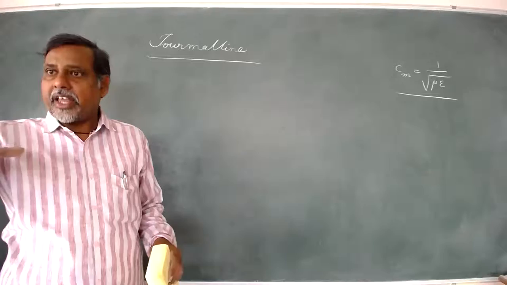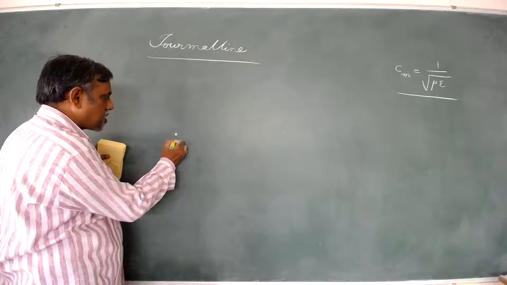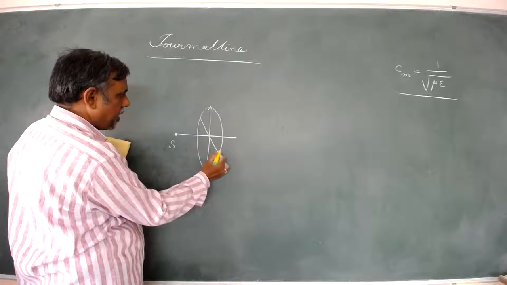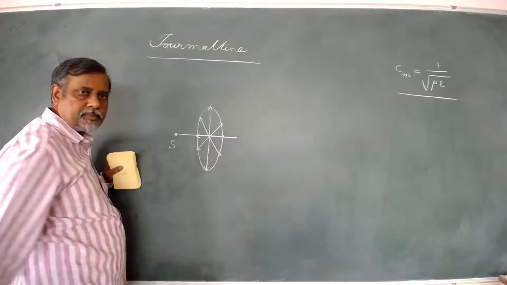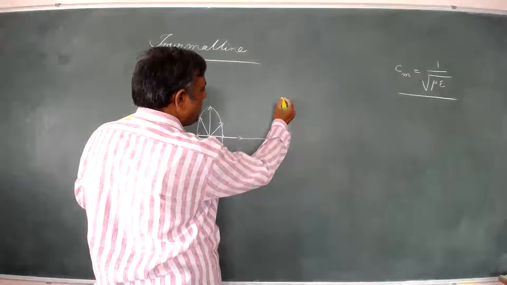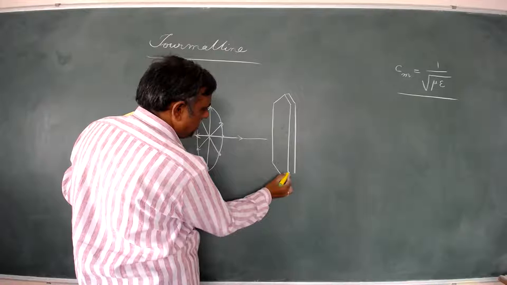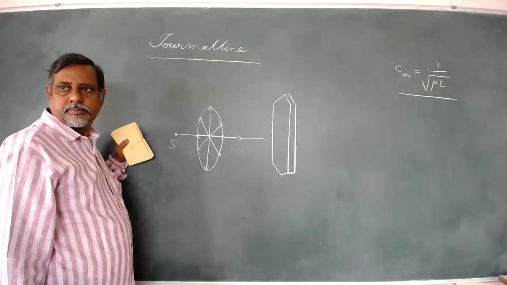Okay, so look at this. Here you see, this is the source of light. Now, this unpolarized light is passing like this. These are multiple vibrations I am showing. This is unpolarized light. It's passing in this direction, imagine. The tourmaline crystal will be shown like this. This is a tourmaline crystal, hexagonal shape. Okay, so this is the thickness.